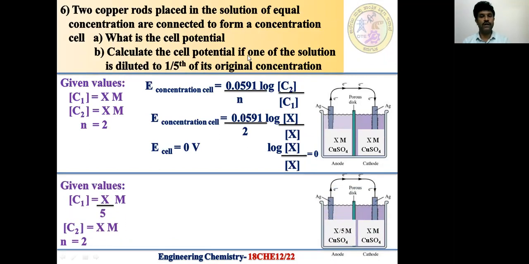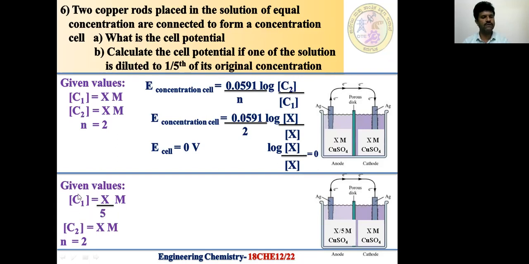The second case: calculate the cell potential if one of the solutions is diluted to 1/5 of its original concentration. So the original concentration I assumed is x, diluted to 1/5. Hence the value of C1, because the lower concentration is C1, becomes x divided by 5, since I diluted this solution to 1/5.